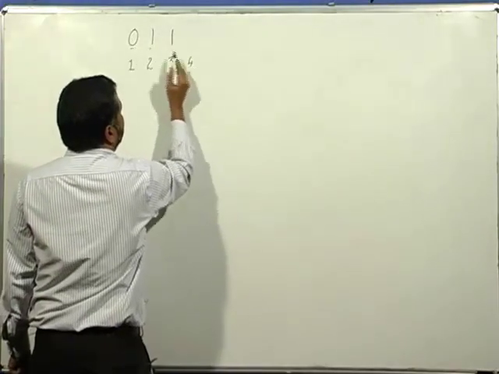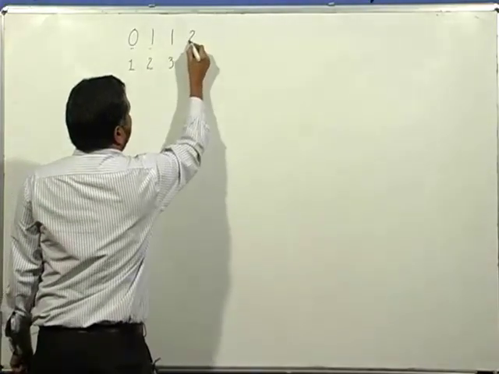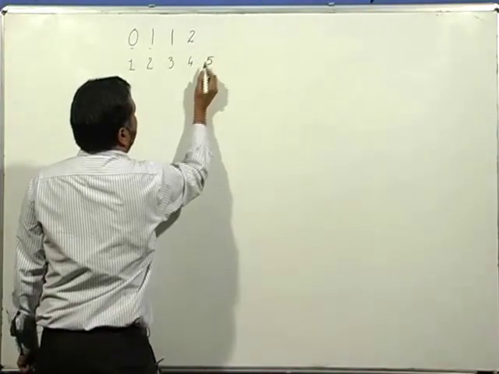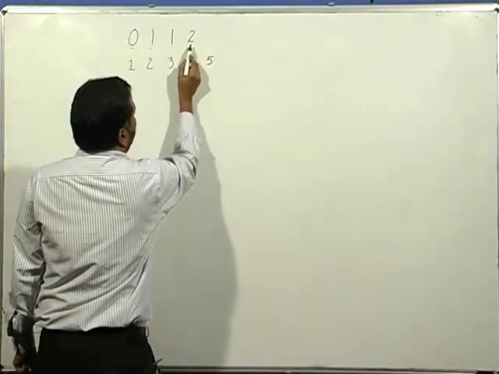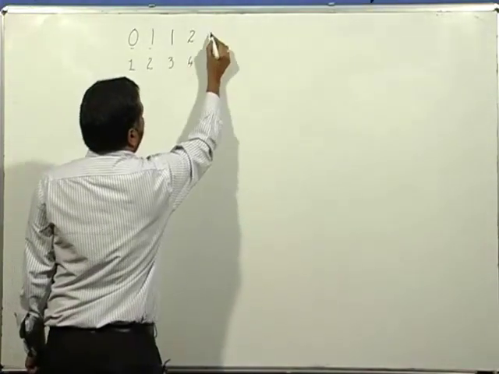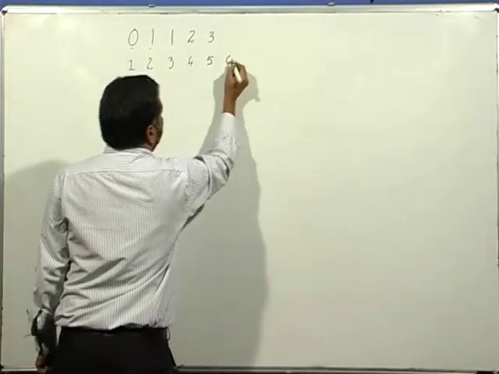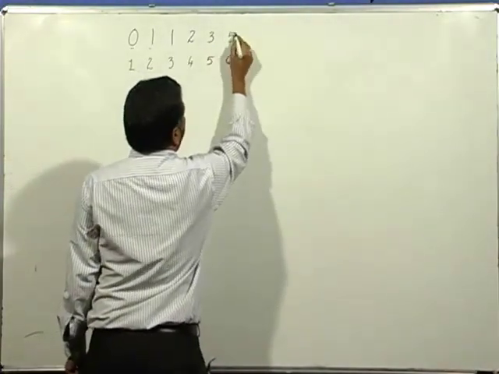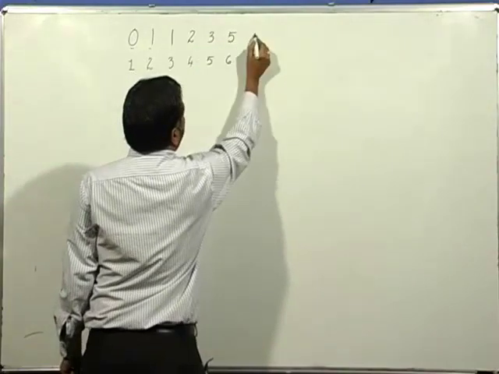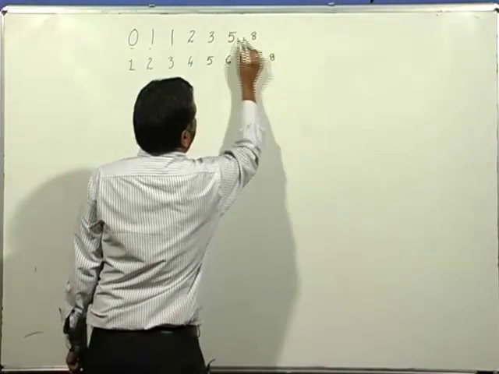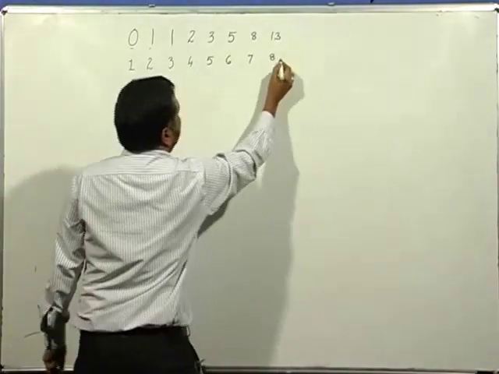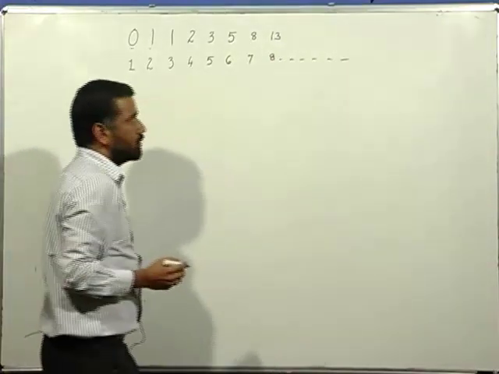Fourth Fibonacci number is 1 plus 1, which is 2. Fifth Fibonacci number is fourth Fibonacci number plus third Fibonacci number, which is 3. Sixth one is 3 plus 2, 5. Seventh one is 5 plus 3, 8. Eighth one is 8 plus 5, 13. So on and so forth.